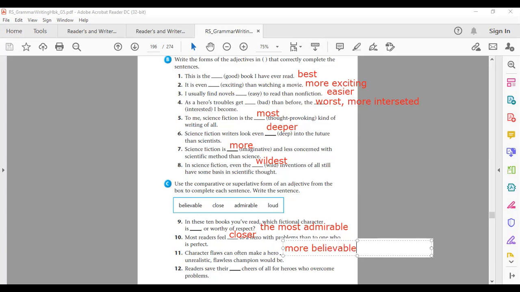I can save you. Okay, Tala, number 12. Readers save their loud cheers of all for heroes who overcome problems. The loudest. Excellent job. Why did you pick it like this? Because there's no than, and also we have all for heroes. So I'm comparing one person to other things, so I will say the loudest.